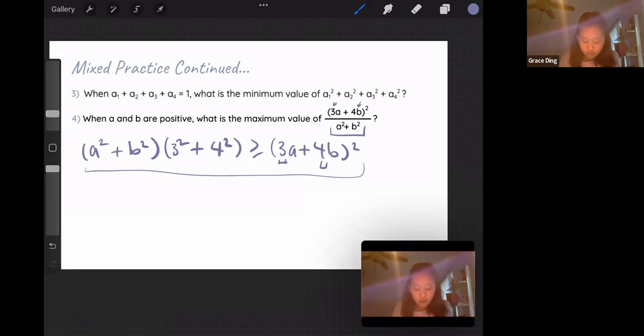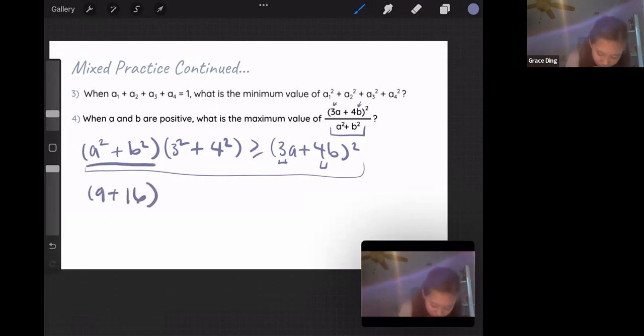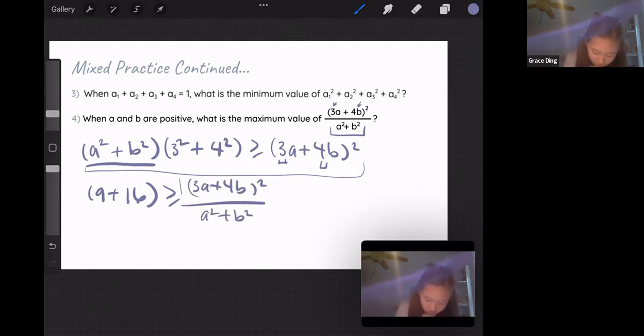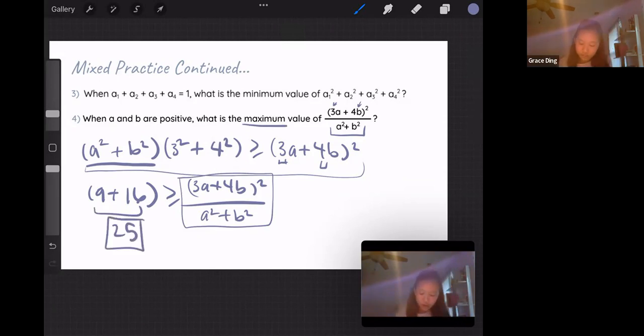So yeah, once we find out that that's true, we can divide both sides by a squared plus b squared to get, okay. So this is what we're trying to find for a maximum value. And we can see that this is just 25. So the max value would just be 25.